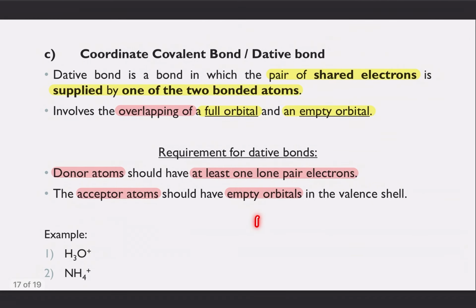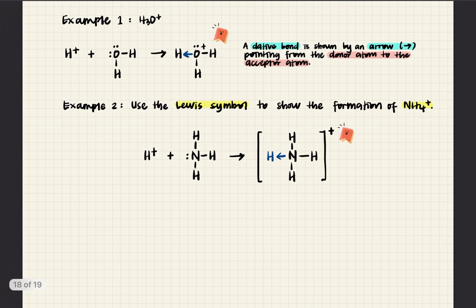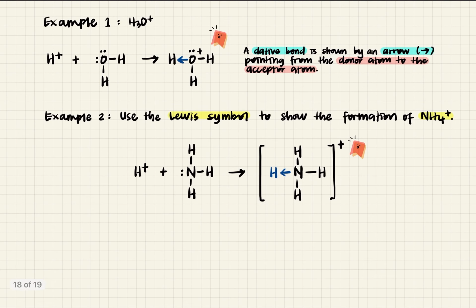So awak boleh isi that empty orbital dengan elektron. Okay, awak boleh isi. So ini adalah empty orbital lah. Okay, so we have two examples, H3O plus and NH4 plus. So concentrate, focus here. Okay, to form H3O plus, okay, we will have a dative bond in this polyatomic ion.